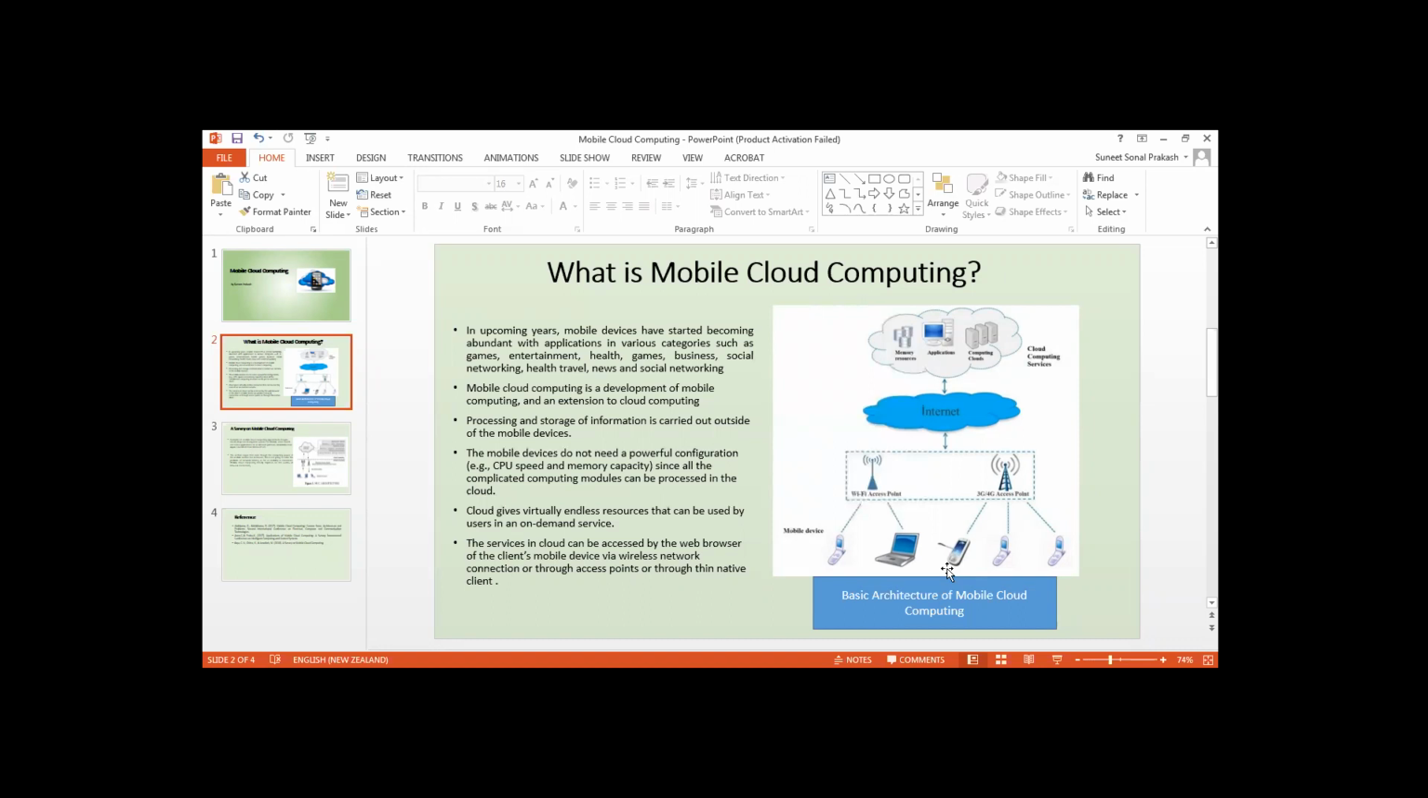And the cloud gives virtually endless resources that can be used by users in an on-demand service. The services in the cloud can be accessed by the web browser of the client's mobile devices through the access points or through thin native clients. The diagram on the right-hand side basically shows the basic architecture of mobile cloud computing. As you can see, mobile devices can be connected to the internet through Wi-Fi access points or through data, such as 3G or 4G access points. And the cloud will offer services such as computing abilities, providing software as a service, and also memory allocations.